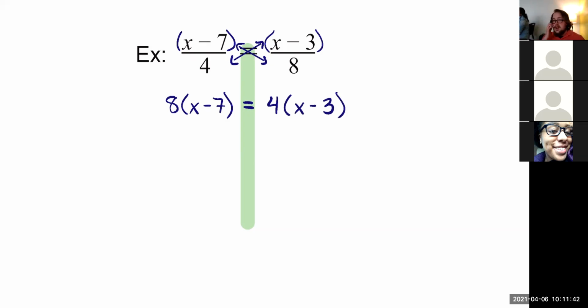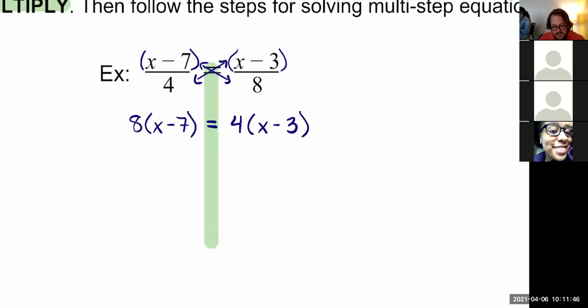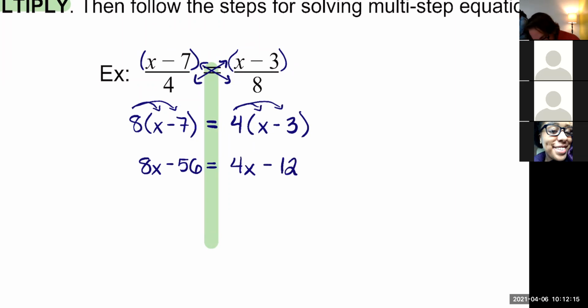With the cross multiplication out of the way, we just go right back to our 4 steps. Whoops. What should catch our eye first? Those parentheses. 2 sets, we'll just take care of them one at a time. On the left, I'm going to distribute an 8. 8 times x gives me 8x. 8 times negative 7 gives me a negative 56. Bring down my equal. On the right, I'm going to distribute my 4. 4 times x is 4x. 4 times negative 3 is a negative 12.